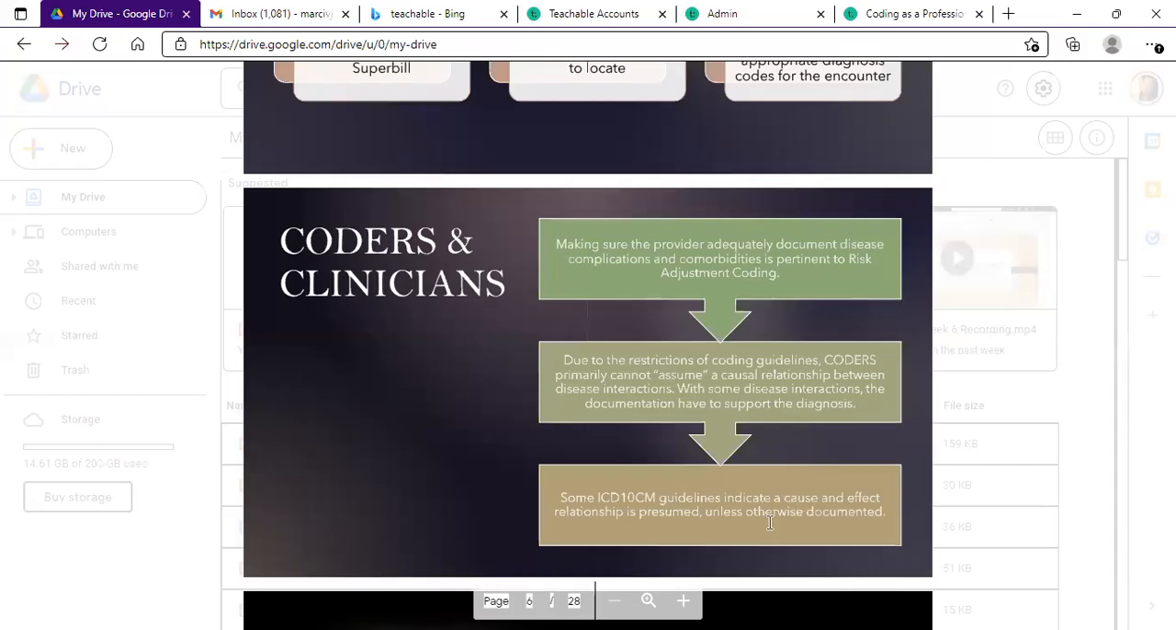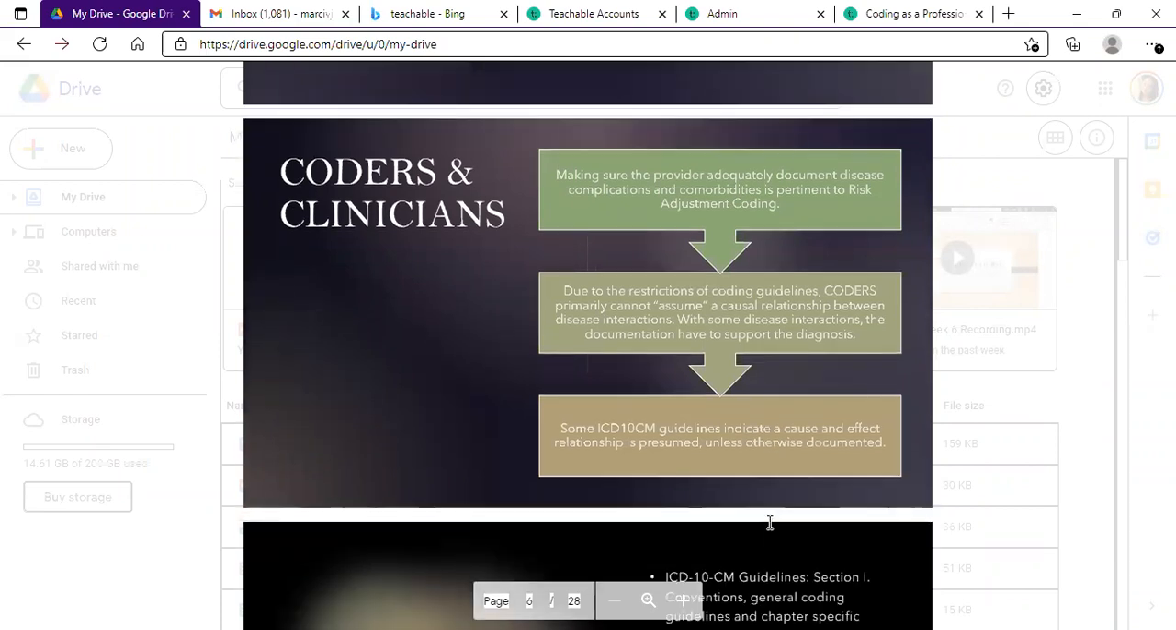I'm not saying you have to read each guideline from A to Z, from front to back. What I'm saying is skim through your guidelines, and they'll give you general directions, like if you use this code, you can't use this code with this, or if you use this code, add this code too. So it's good to be familiar with your chapter-specific guidelines and not just the general coding guidelines. So some ICD-10 guidelines indicate a cause and effect relationship, and it's presumed unless otherwise documented. Okay, let me say this again because this is important.